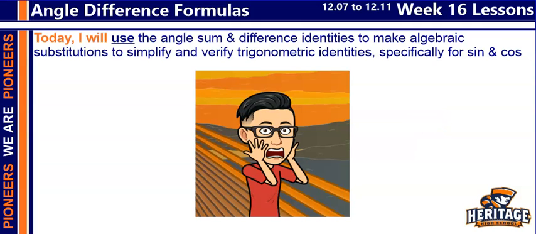Welcome one and all to the lesson on the angle difference formulas. Again, the angle sum and difference formulas are trig identities to make algebraic substitutions to simplify and verify trig identities, which will be useful for trig equations in the future, and specifically we're going to focus on sine and cosine. Now, if you watched the first part of my videos for this week, which was about the angle sum formulas, it's pretty much the same idea, just the formulas are different and the work is a little bit different.